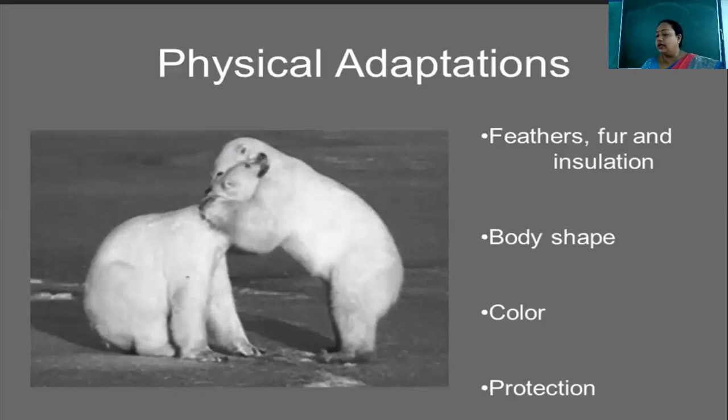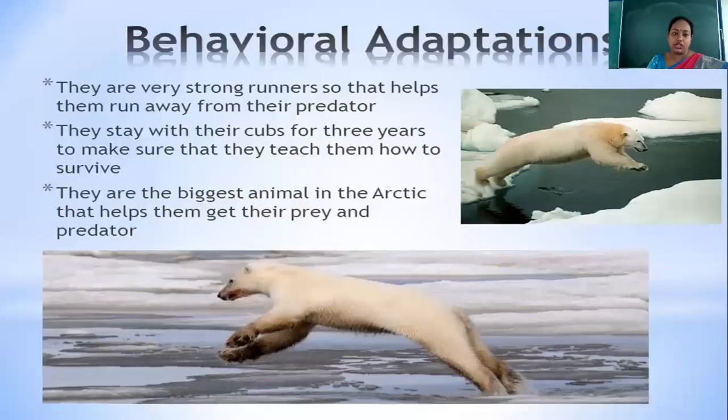So the structural adaptation can also be called physical adaptation, where feathers can be present. In the polar bear, feathers are not there, but there are certain animals which bear feathers. The polar bear has fur, and it is an insulation for the body of the bear. Then its body shape, the color, and protection. These all we'll study in physical adaptation.